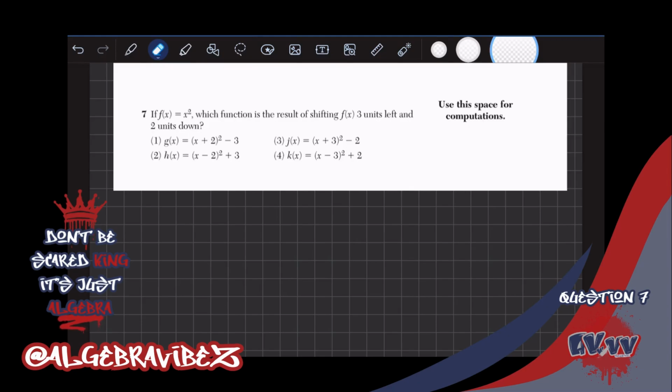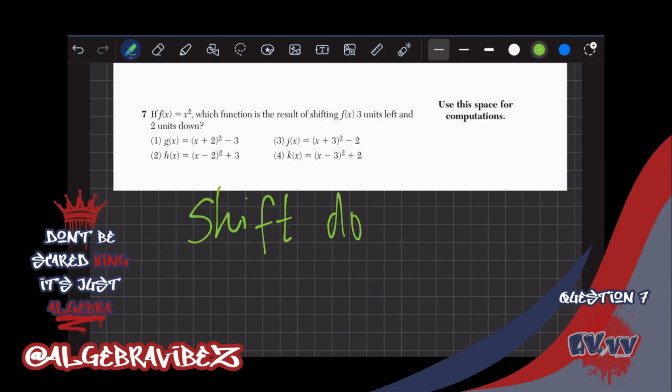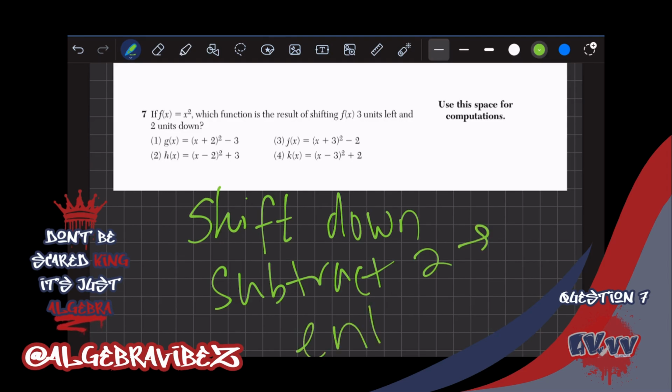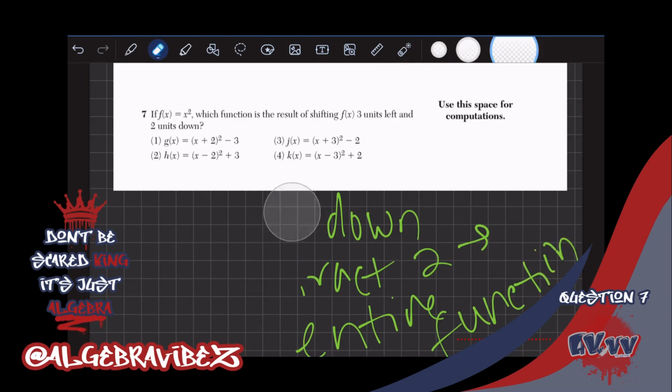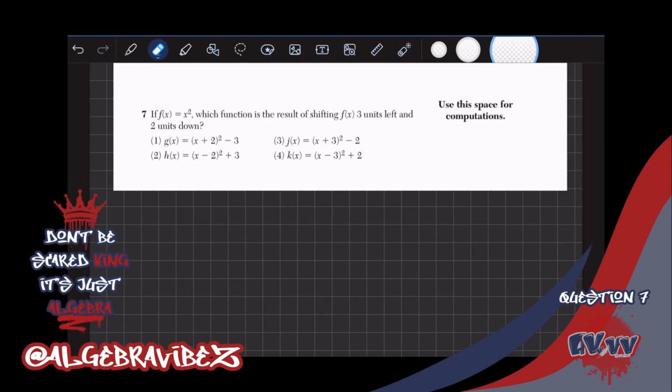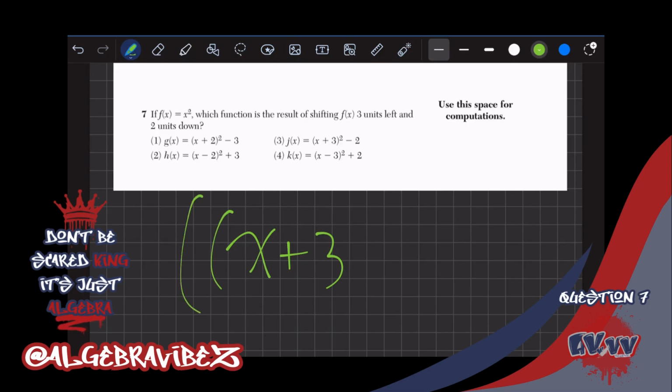Shifting the graph 2 units down means you subtract 2 from the entire function. So to shift down, we're going to subtract 2 from the entire function, right? Which would leave us with something that looks like this. x plus 3 squared minus 2.